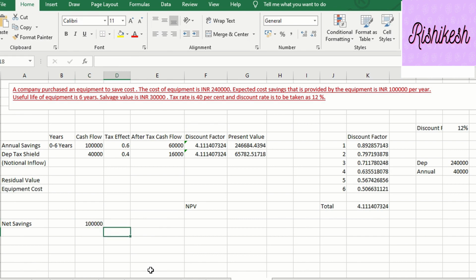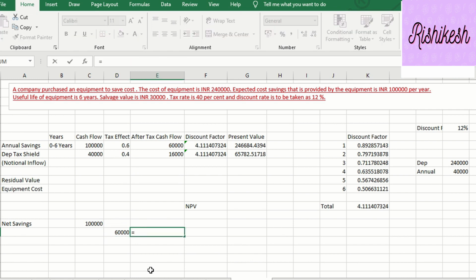You're going to pay tax on what? You're going to pay tax on 1 lakh minus 40,000. That is 60,000 is the money on which you're going to pay tax, because 60,000 is your net profit or net savings that you have. And what will be the tax on this 60,000?